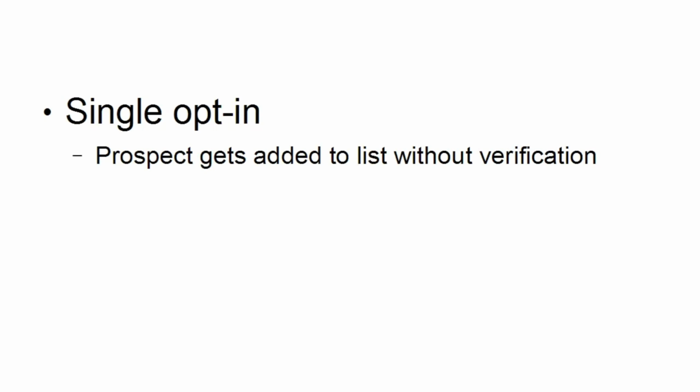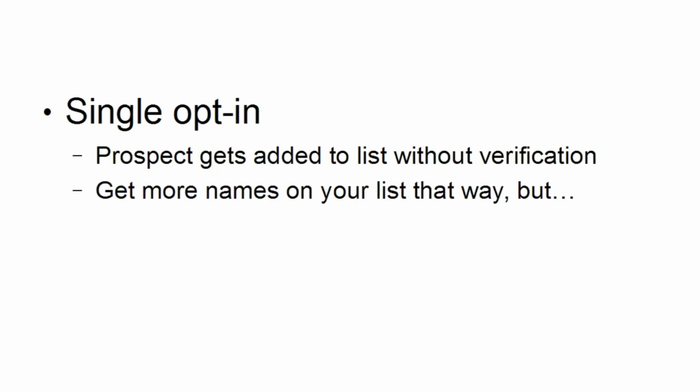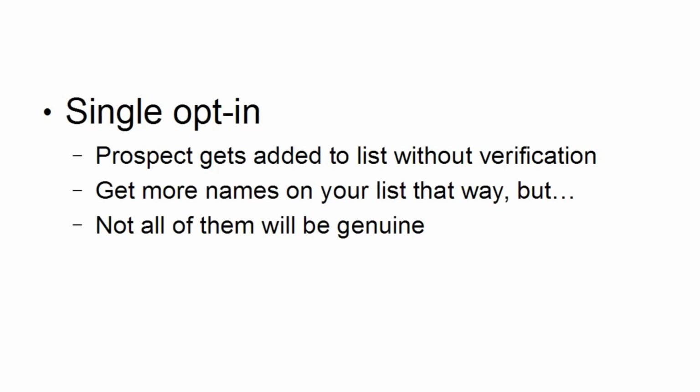Now, one thing that you'll need to decide at the beginning of your dealings with an autoresponder company is whether you want double or single opt-in. Now, let me explain the difference between the two. With single opt-in, the prospect gets added to your list without any verification. Now, you'll get more names on your list that way, but not all of them will be genuine. Some people will put in a fictitious name, a fictitious email address just to get your freebie. They don't want any follow-up emails, so you don't know whether it's a genuine email.